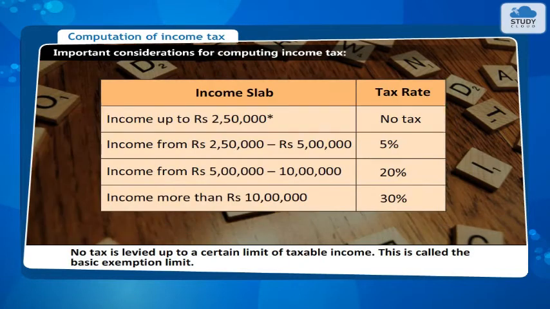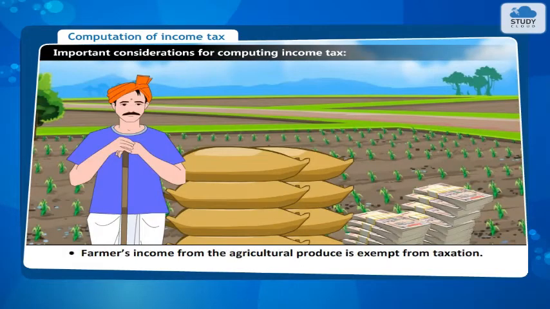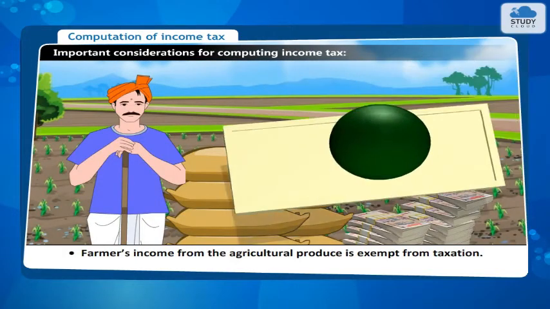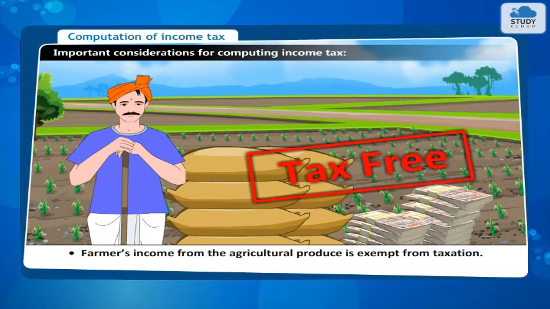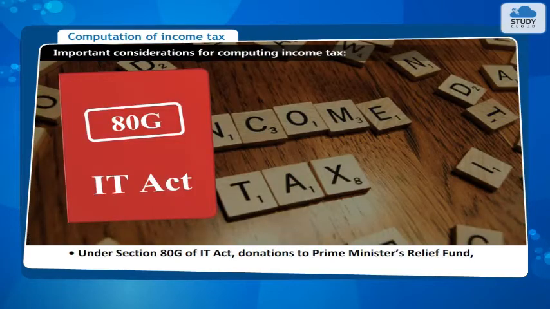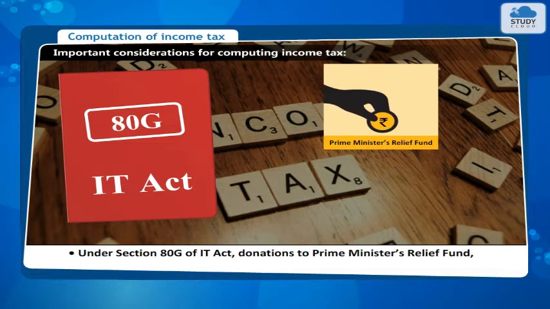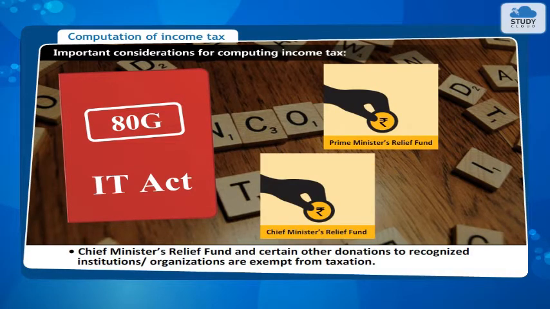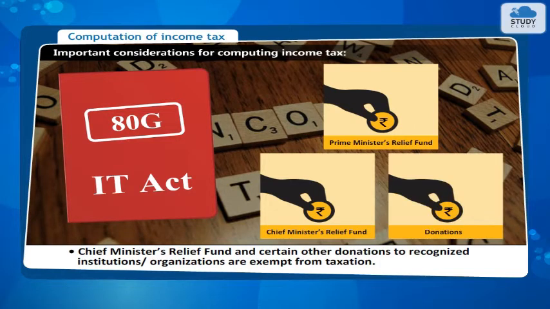No tax is levied up to a certain limit of taxable income. This is called the basic exemption limit. Farmers' income from agricultural produce is exempt from taxation. Under Section 80G of the IT Act, donations to the Prime Minister's Relief Fund, Chief Minister's Relief Fund, and certain other donations to recognized institutions or organizations are exempt from taxation.